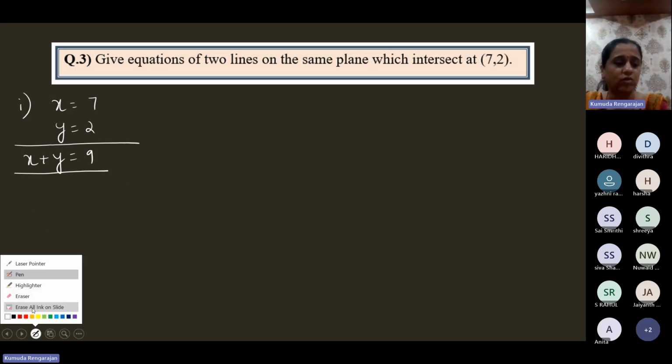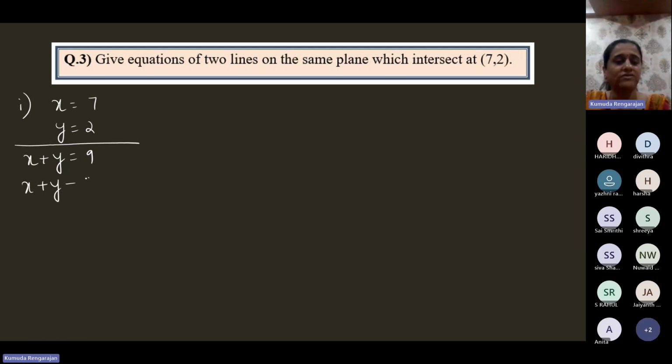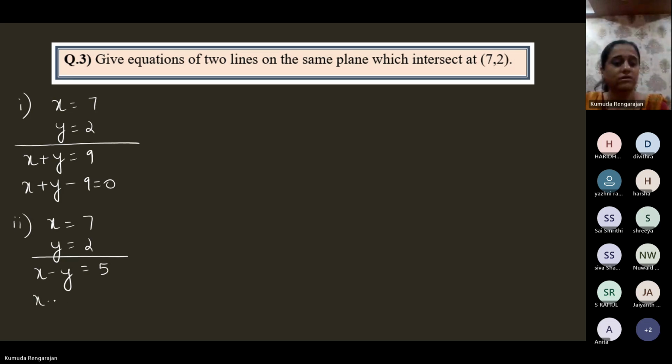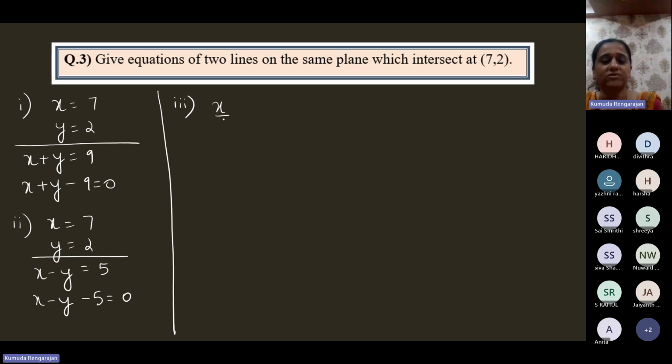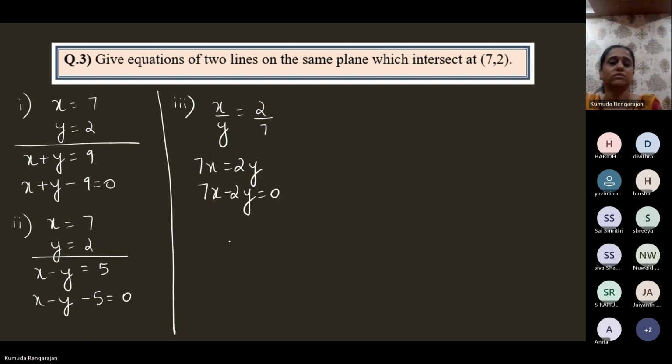If you want to put that in the standard form, then it will be x plus y minus 9 is equal to 0. This is one equation. Then write the x and y values, subtract. So you get, in the standard form, this is another equation. Now write x by y is equal to 2 by 7. Cross multiply. So 7x is equal to 2y, or 7x minus 2y is equal to 0 is another equation.